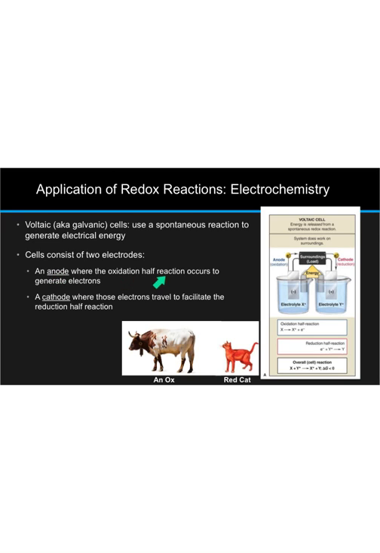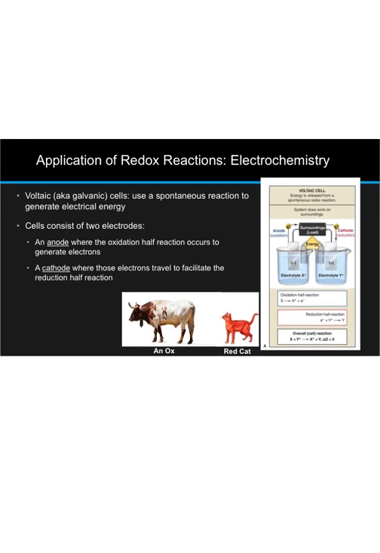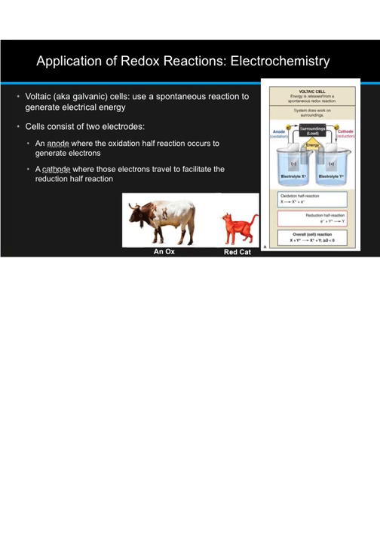The anode corresponds to the oxidation half reaction. We can remember an ox to help us remember anodes and oxidation. And we can remember that a cathode is where reduction happens if we remember a red cat. Reduction happens at the cathode. At the anode, oxidation occurs. Two animals to help us remember oxidation and reduction: an ox and a red cat.